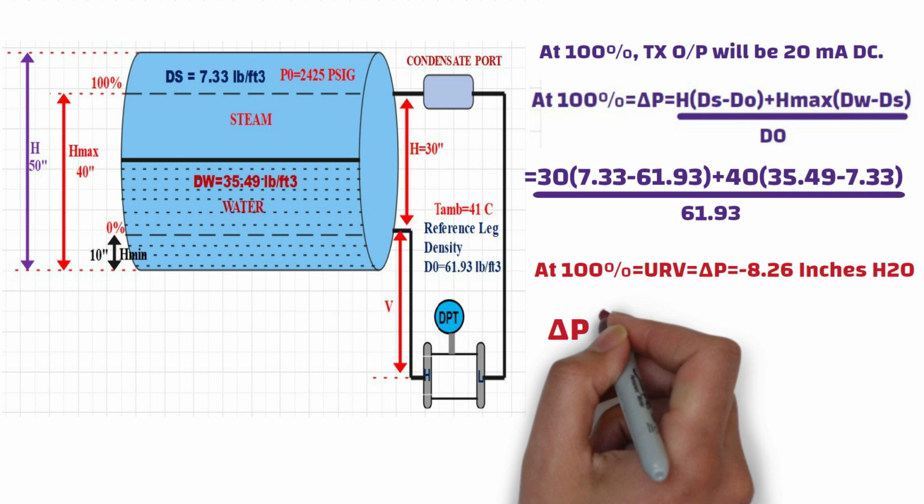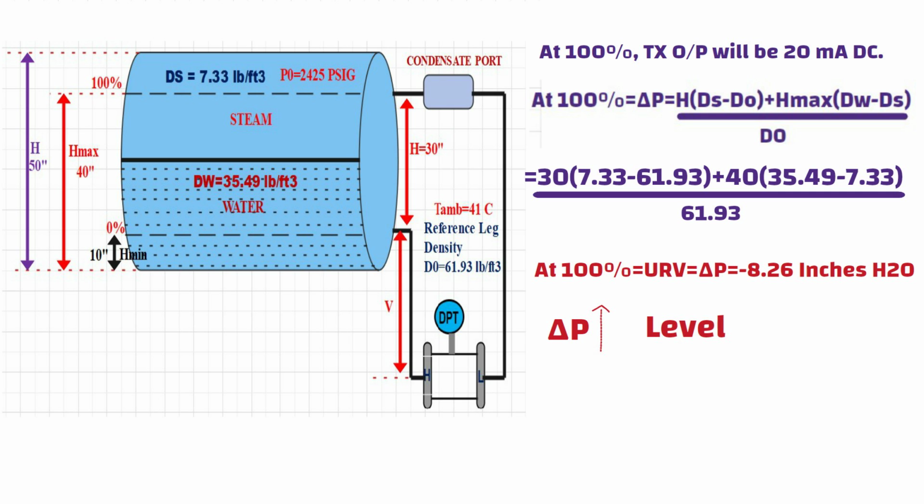To conclude, the differential pressure is highest when the drum water level is lowest. And the differential pressure is lowest when the level is highest. Therefore, the transmitter zero must be elevated so that an increasing level results in an increasing output signal.